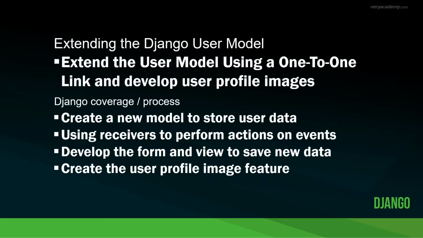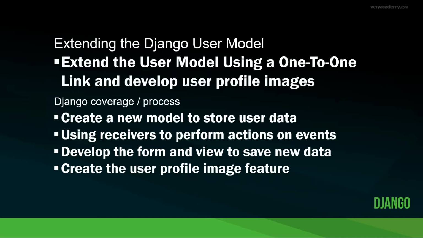So in this tutorial, we're going to extend the Django user model using a one-to-one link and then develop a user profile image system or facility or service or feature. That's probably a better word. So we're going to create a new model to store the user data. That's the first step. And then I'm going to introduce the idea of receivers to perform actions on events.